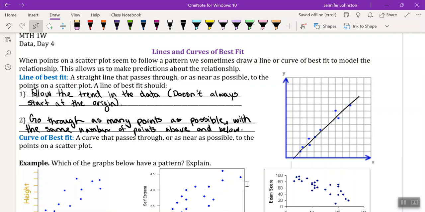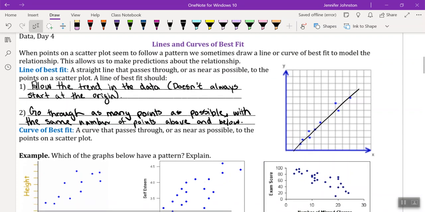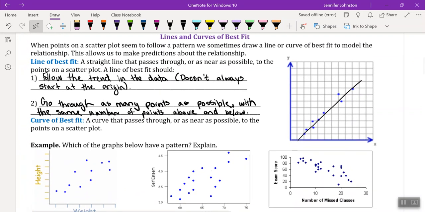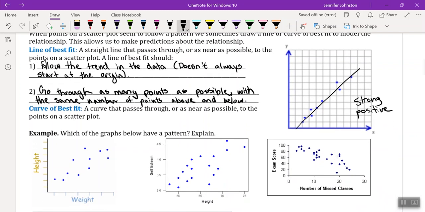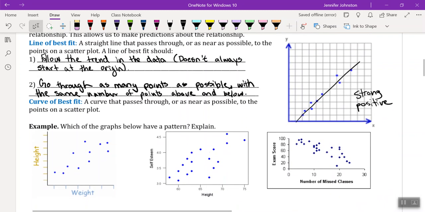What are we thinking here? Gabe, is this strong or weak? All right, awesome. Do you concur, Jasmine? Yeah, definitely looks strong. So this would be definitely a strong positive correlation.